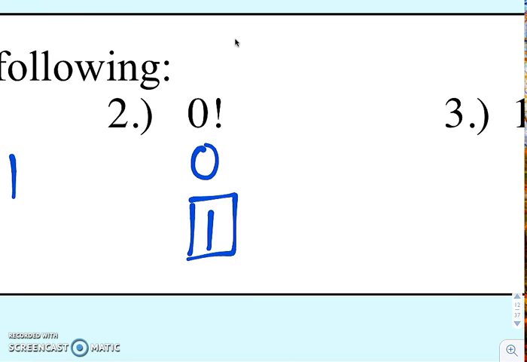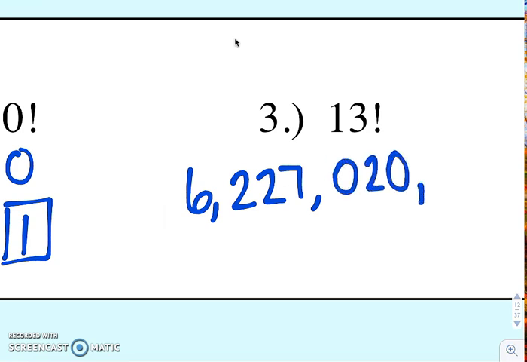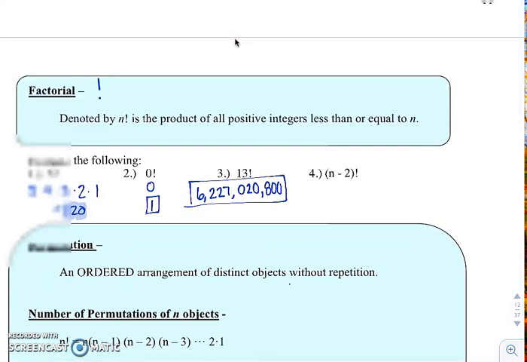So for number 3, 13 factorial, you could do 13 times 12 times 11 times 10 times 9 until you got all the way to 1. But if you type it in the calculator, 13, go into your math, PRB, press that factorial button, you should get 6,227,020,800. So when you start multiplying these numbers together, they get very big.